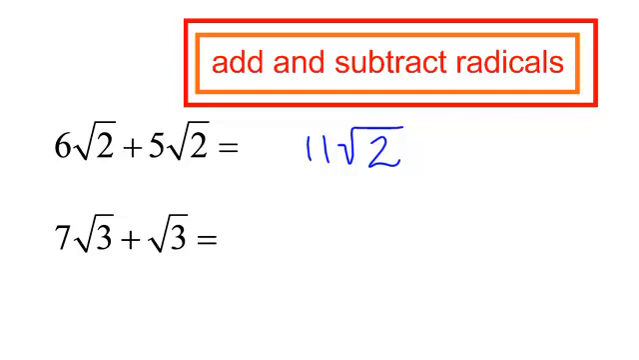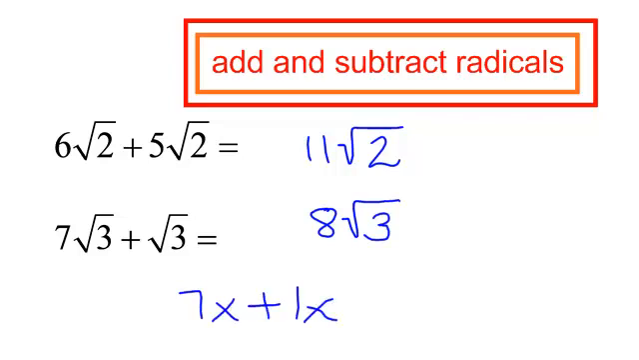7 radical 3 plus radical 3. Did you say 8 radical 3? Don't forget, just like if I had 7x plus x, there's a 1 in front of that x. You would get 8x, remember? In radicals, this is just like a 1 in front of this radical 3, so 7 radical 3 plus 1 radical 3 is 8 radical 3.